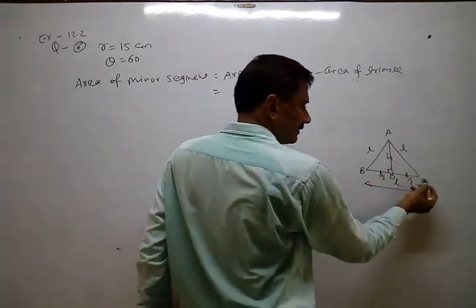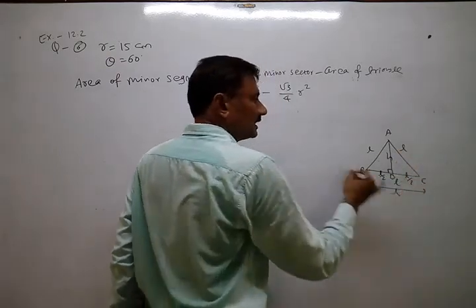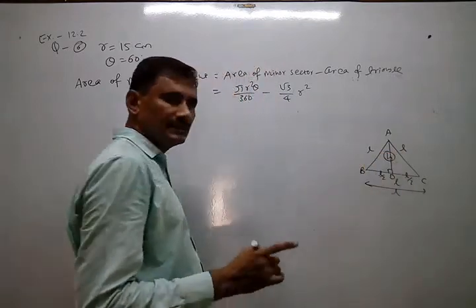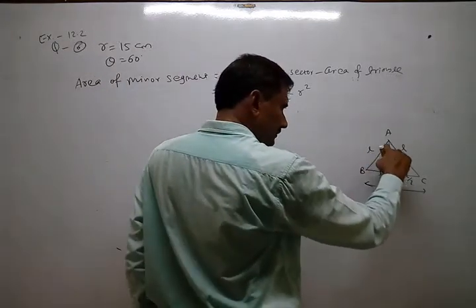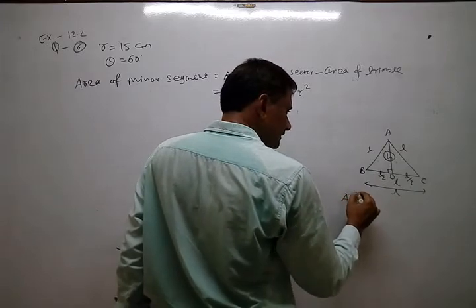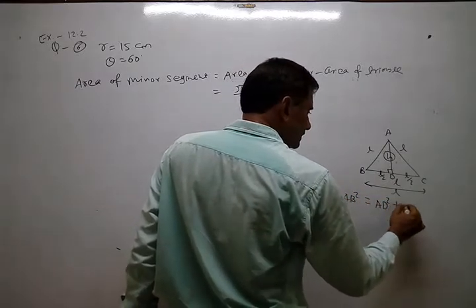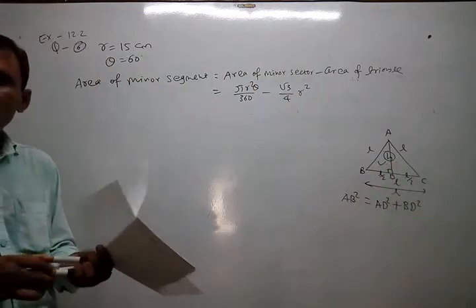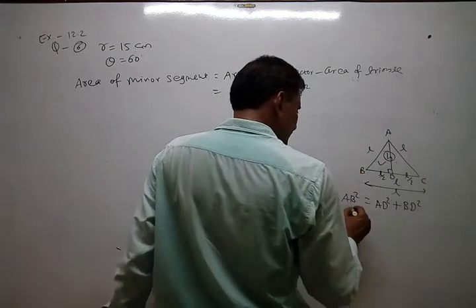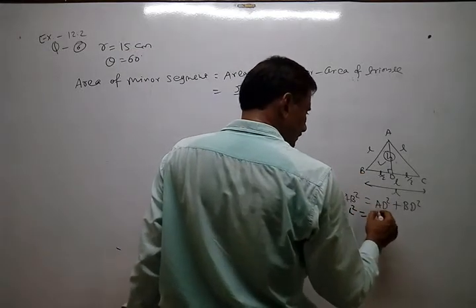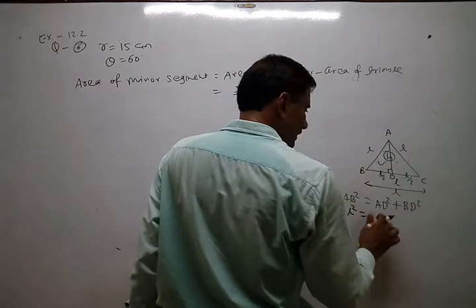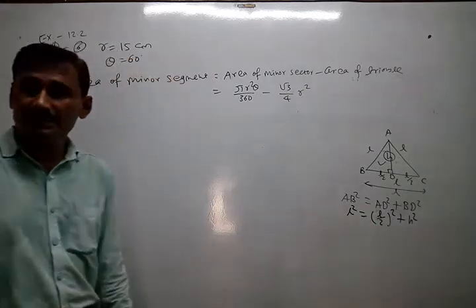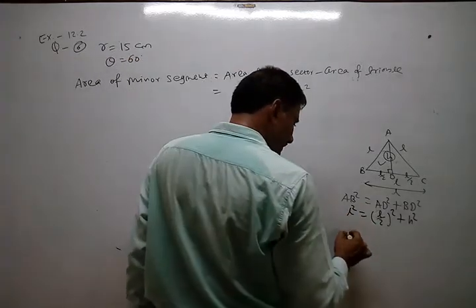So can I say here L by 2? Why? Because the total is L, L, L, an equilateral triangle. So now using Pythagoras you can find h. AB square is equal to AD square plus BD square. I am just using Pythagoras formula in the left side triangle. So AB square is equal to L square, AD square is h square, and BD square is L by 2 square, that we want to find. Okay.